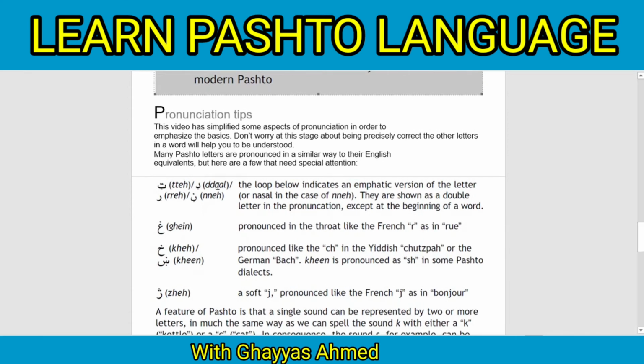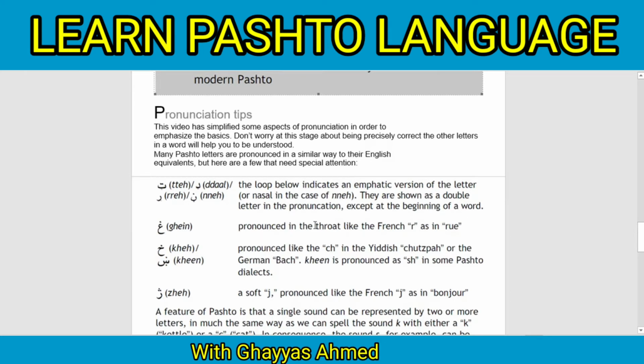Te, dal, le, noon, ne. This is like noon but not noon. This is ne. The loop below indicates an emphatic version of the letter, or nasal in the case of ne. They are shown as a double letter in the pronunciation except at the beginning of a word.